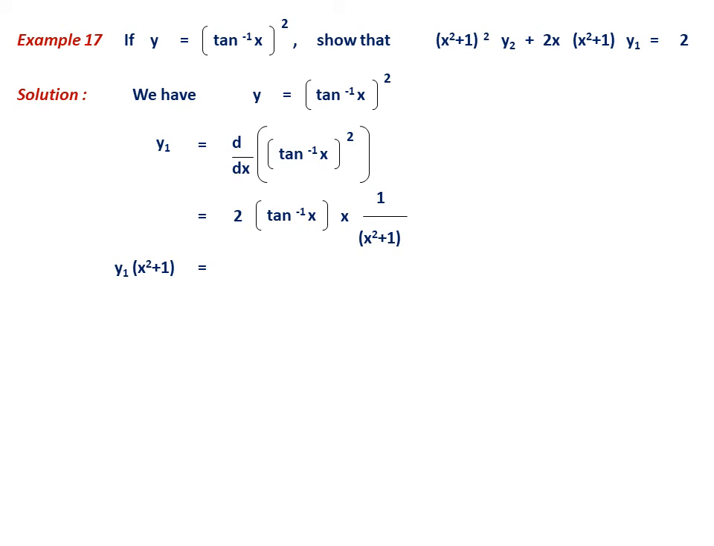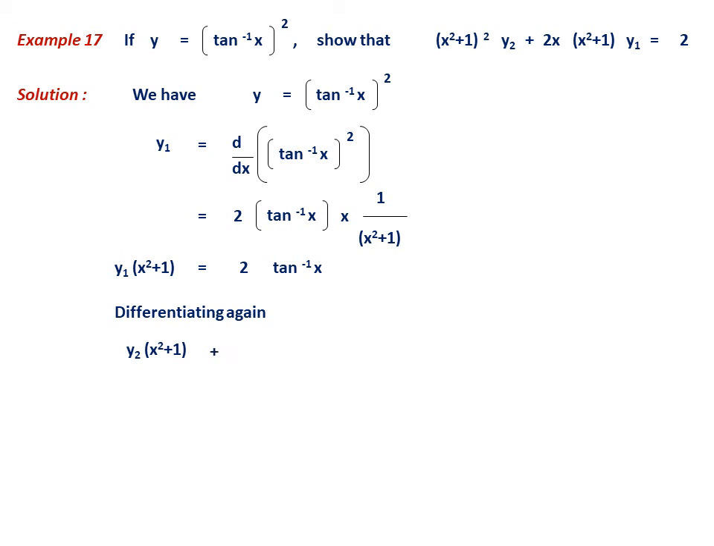Now what we do here is take x square plus 1 to the left side. That saves your time. 2 into tan inverse x. So this is the important step here. Otherwise, normally what students do is differentiate once again and find, and there you have to use the quotient rule, which is difficult. So the important thing is to take x square plus 1 to the left side. So now it is y1 into (x square plus 1) equals 2 into tan inverse x.